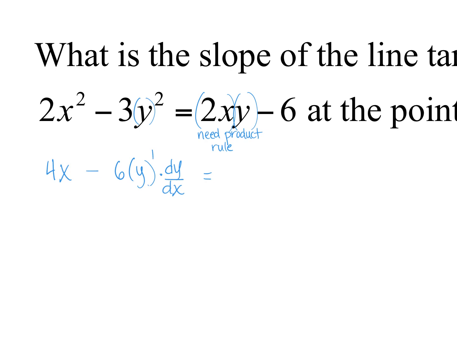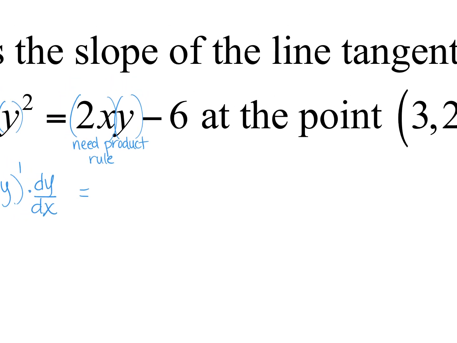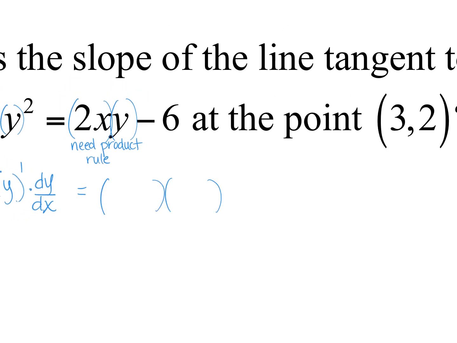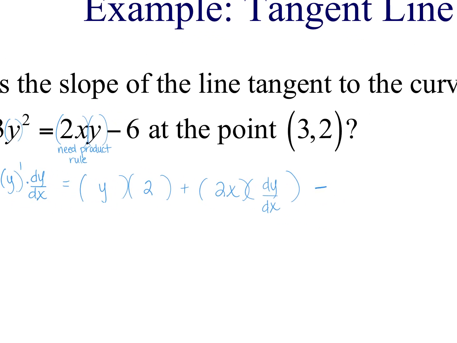On the other side of the equal sign, I'll move on to the product rule. I would recommend putting in all the parts of the product rule and then being ready to drop all the pieces in there. So we start with y, and then we take the derivative of 2x, which is just 2. Then we take 2x, and then the derivative of what's in the final set of parentheses. The derivative of y is not 1, but is dy dx. And then we need minus 0 for our derivative of 6.